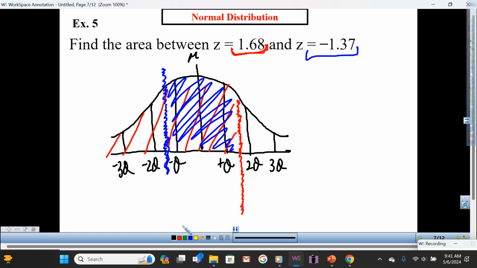So, who can give me a decimal for 1.68 of z? Peyton, pass them one. Daisy, give us the decimal for 1.68. Oh, you did the negative 1.37? Okay, what did you get for that one? 0.0853. Okay, hands, have you got that for that one? All right, how about for the 1.68?